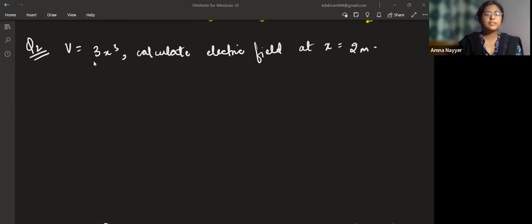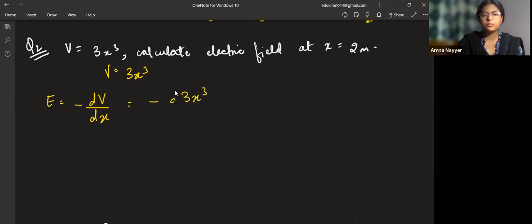Look class, this is given to you as V is equal to 3x cube. Now you are differentiating minus dV over dx, right? So basically you're differentiating 3x cube, d over dx. So again class, that's why I had initially discussed differentiation and integration with you before starting with this lesson. So all those who are having confusion, please understand.